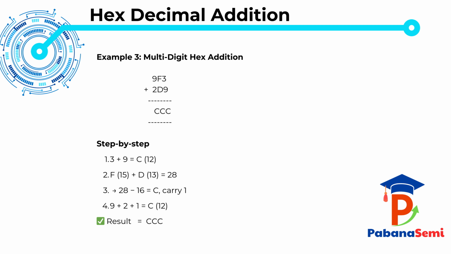Now move to the leftmost column. We add 9 plus 2 and include the carry of 1. So 9 plus 2 plus 1 equals 12, which is again written as c in hexadecimal. Putting all the digits together from left to right, the final hexadecimal result is CCC. This example shows how carries can propagate across multiple digits in hexadecimal addition.